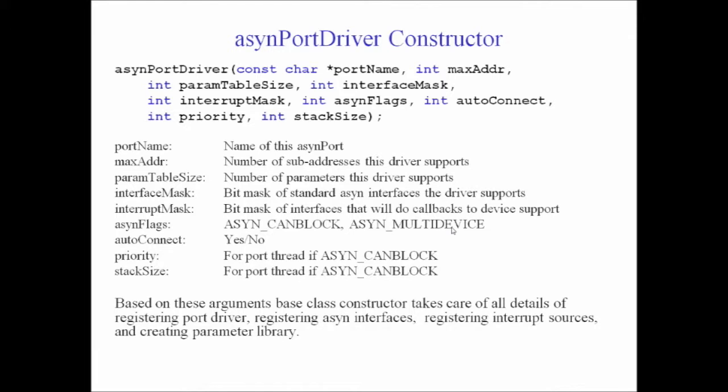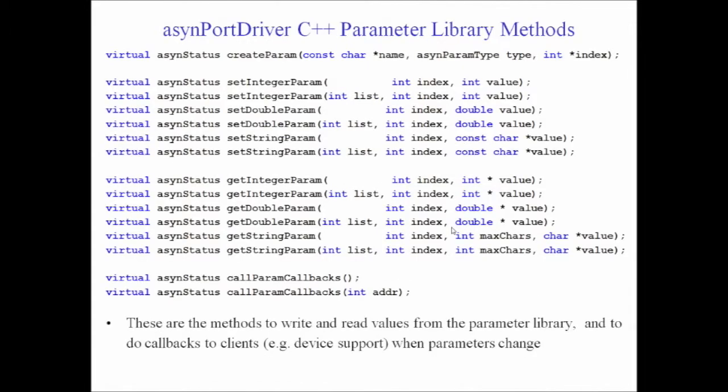So these are all those things I just said. Based upon these arguments, the base class constructor takes care of all the details of registering the port driver, registering all the asyn interfaces, registering the interrupt sources, and creating the parameter library. You just make this call, and all the rest happens behind the scenes.